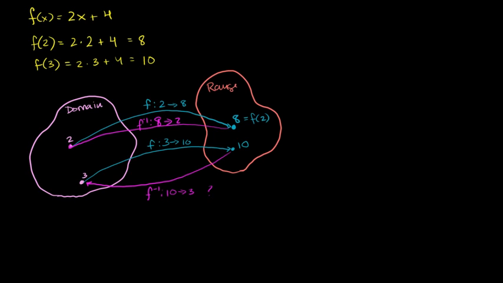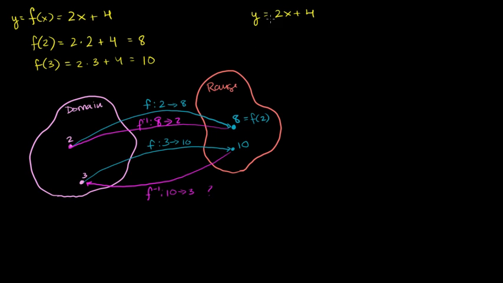So to think about that, let's just say y is equal to f of x. So y is equal to f of x is equal to 2x plus 4. So I could write just y is equal to 2x plus 4. And once again, this is our function. You give me an x, it'll give me a y. But we want to go the other way around. We want to give you a y and get an x. So all we have to do is solve for x in terms of y.